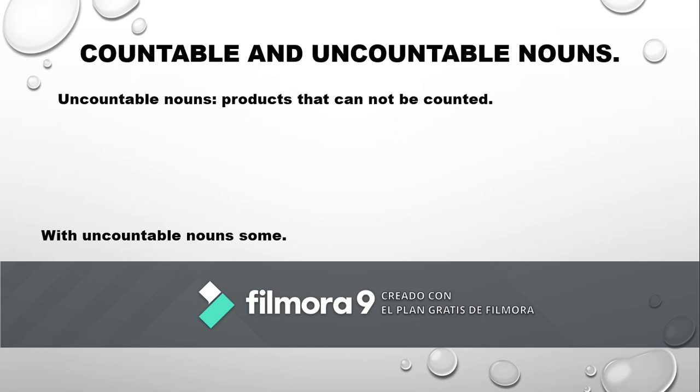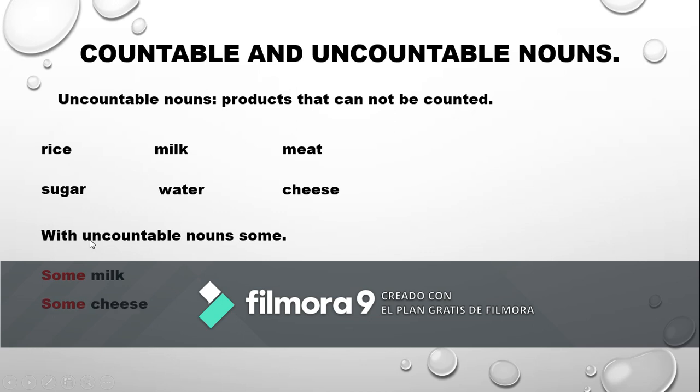On the other hand, we have uncountable nouns. Uncountable nouns are products that cannot be counted. For example, rice. Another example, milk, meat, sugar, water, and cheese. With uncountable nouns, we use only the word some. For example, some milk. Another example, some cheese, and some water. With uncountable nouns, we cannot use a or an. We use only some in affirmative sentences. Some in Spanish means algo.